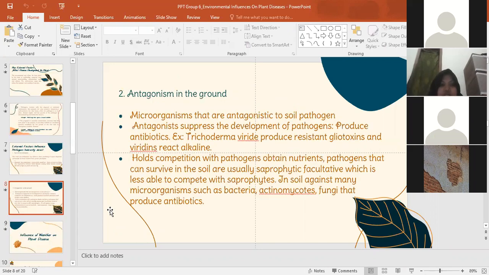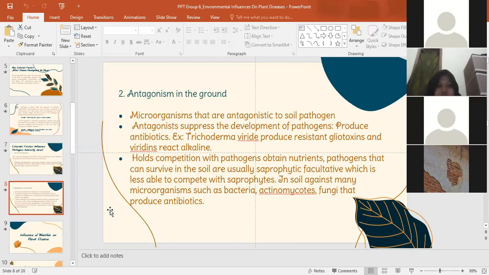And second is antagonism in the ground. Microorganisms that are antagonistic to soil pathogens suppress the development of pathogens and produce antibiotics. An example is Trichoderma viride, which produces gliotoxin and viridin.